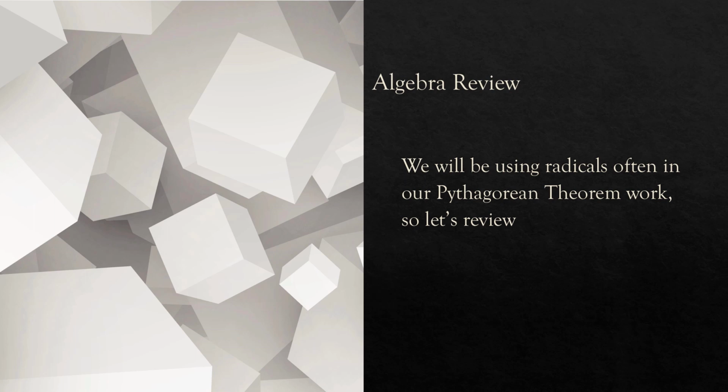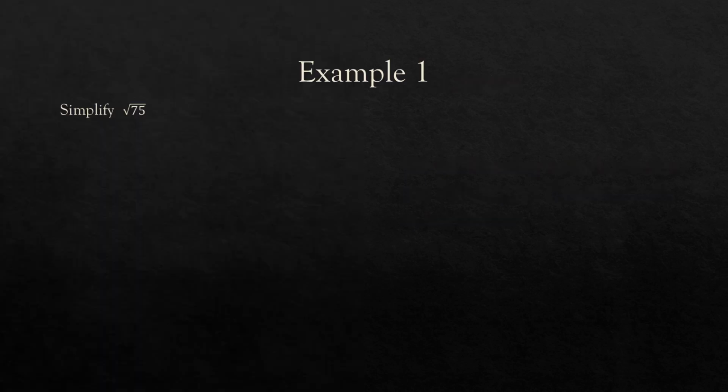Now on to our algebra review. We are using radicals often in our Pythagorean theorem work, so we're going to review how to simplify radicals. So if we were to simplify the square root of 75, I'm going to look at 75 and say it is not a perfect square, but what is it? What are some factors of 75?